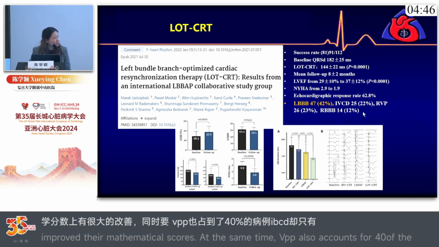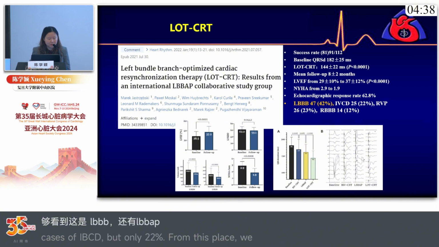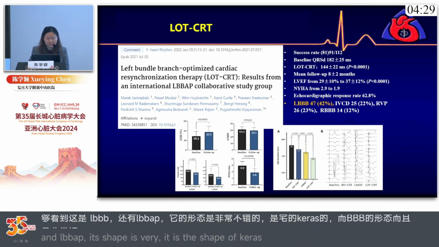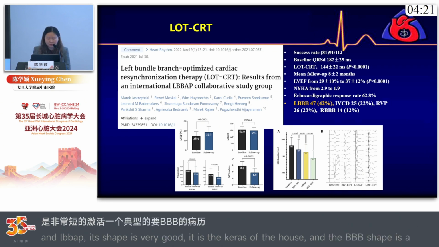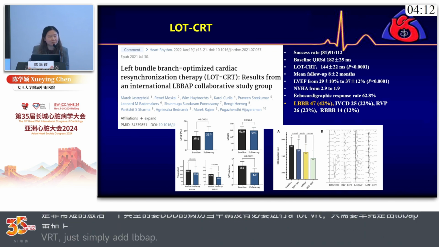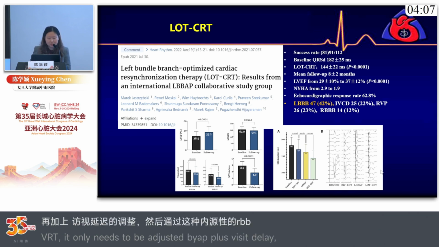And from this figure, we know that in LBBB cases with LBBAP, the QRS morphology is quite good, with a narrower QRS of RBBB shape and very short stimulation to LVAT. So in these typical LBBB cases, I think there's no need for LoT-CRT. We're just using LBBAP only, together with AV delay adjustment to fuse with the intrinsic RBB conduction. Then we can achieve a very narrow QRS duration. No need for an LV lead.